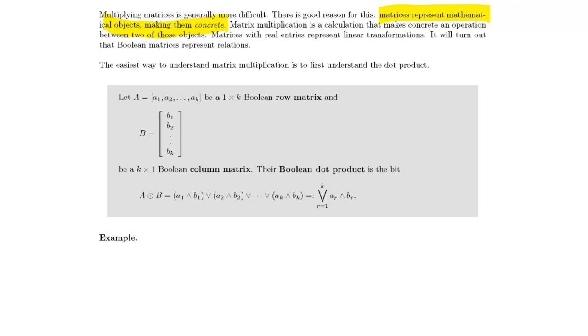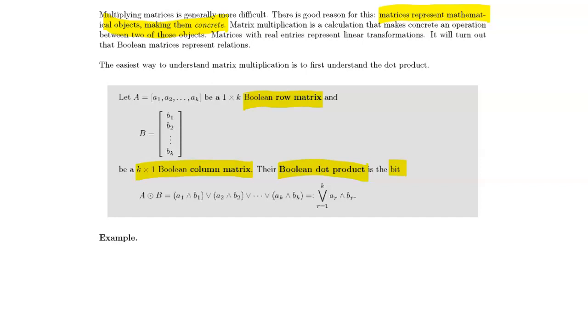So we're going to let A be a 1 by k Boolean row matrix. And so this is a matrix that is just a single row. And then likewise, we're going to let B be a k by 1 Boolean column matrix. So the number of entries in A has to equal the number of entries in B. Their Boolean dot product is the bit. So this is a bit. This is not a matrix itself.